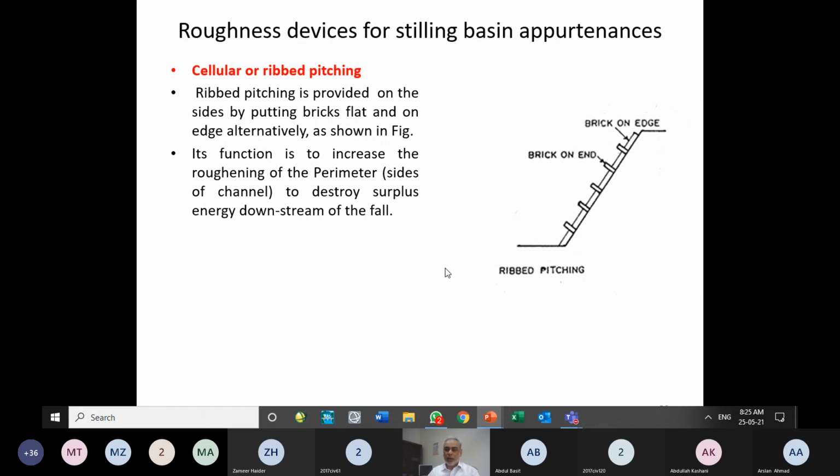Not as much energy will be reduced as the energy reduced by the baffle wall, or by the deflectors, or by the dentated sill. So if we want to lose more energy, then a longer length of the canal needs to be provided with the ribbed pitching. This destroys the surplus energy downstream of the fall.